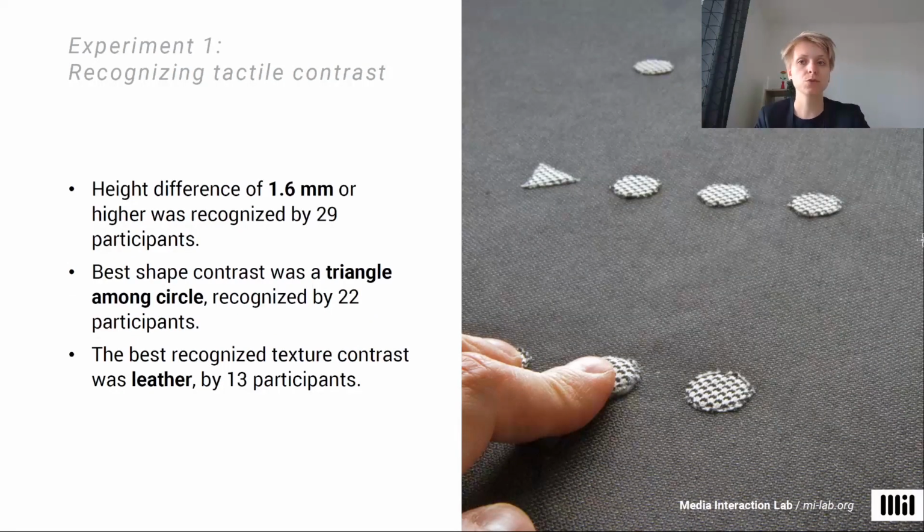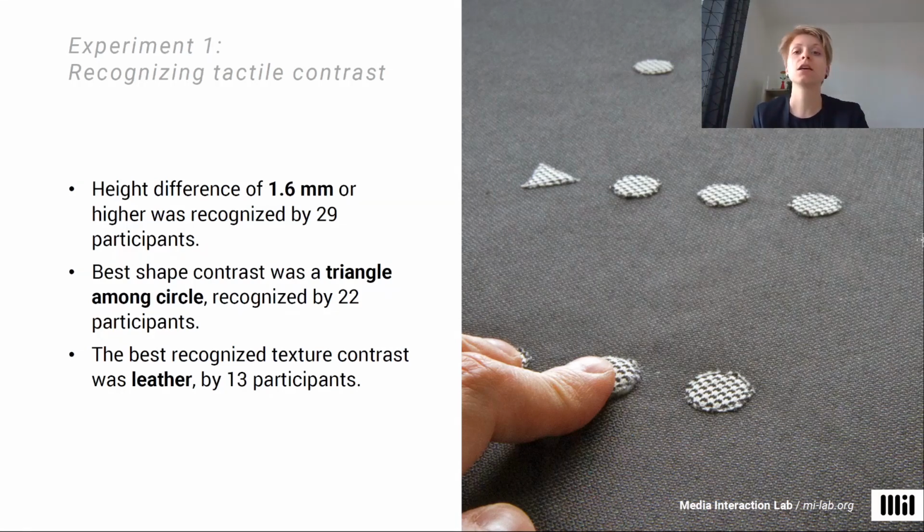So the first experiment was about recognizing tactile contrast. We tested a contrast of heights, shapes, and textures. There was always a set of 4 elements. 1 was different and 3 were the same. We called them defaults. These were circles, had no added height, and had a very bland polyester texture. And then we asked our participants if, only through touch, so they were not allowed to look, they can recognize which element in this set is different.